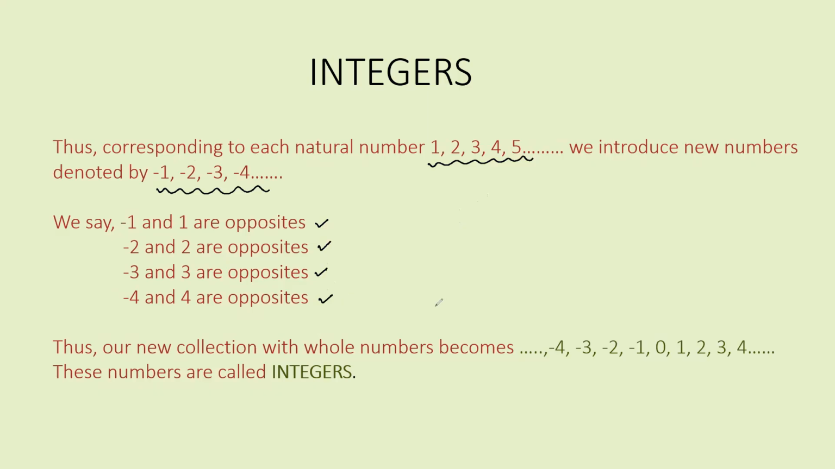This new collection with the whole numbers becomes integers. So this new collection of negative numbers, and we know 0 and all the counting numbers from 0 are called whole numbers. So together this collection is called integers. Now, let us understand integers in a bit of depth.